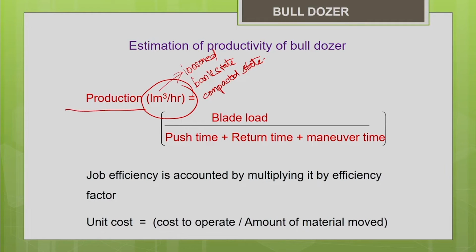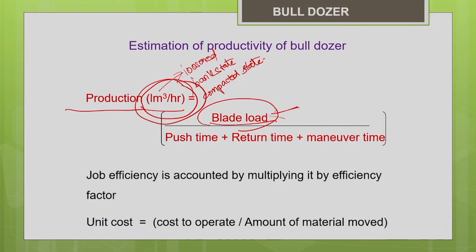So the production here is expressed in loose cubic meter per hour. That means we have cut the earth and loosened the material. After loosening it, what is the productivity? That is what we are measuring in the loosened state. It is nothing but your blade load divided by the cycle time. So how to determine the blade load? Just now we discussed. You can get it from the manufacturer, what is the blade capacity, or from your own past experience, or you can do the field measurement yourself, find the dimensions of the pile of material lying in front of the blade and determine the blade capacity. This is how you determine the blade load.